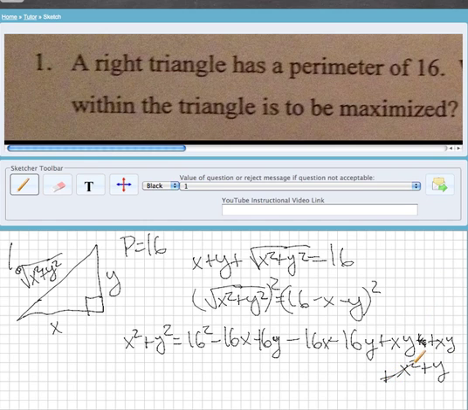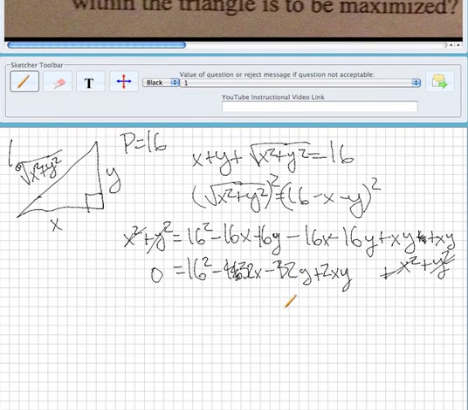So now, if we cancel out the x squared and the y squared, it's going to be 0 on this side, and then what we have left is 0 equals 16 squared minus 32x if we combine the x's, minus 32y plus 2xy. Alright, so we're going to bring everything over to this side. We're going to leave all the y's over on this side. We're going to solve for y.